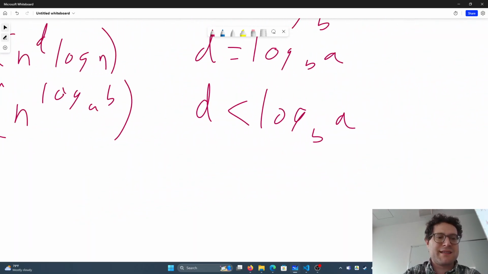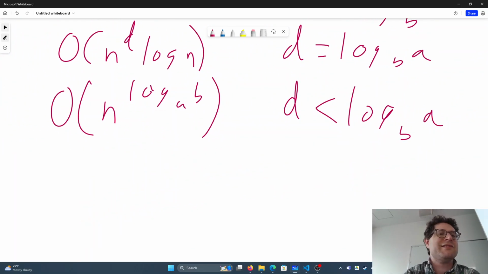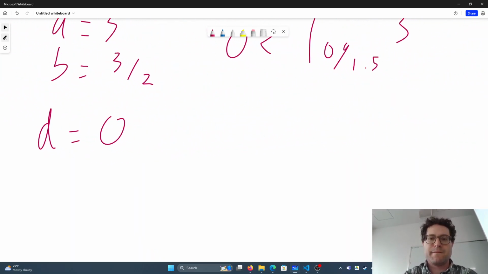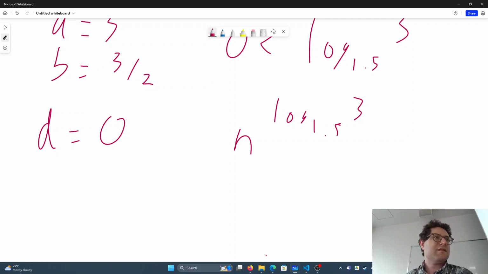So that brings us to the case where it is n to the log A of B power, meaning that it is n to the log base 1.5 of 3 power. There's something wrong. So, can you go back to the formula?